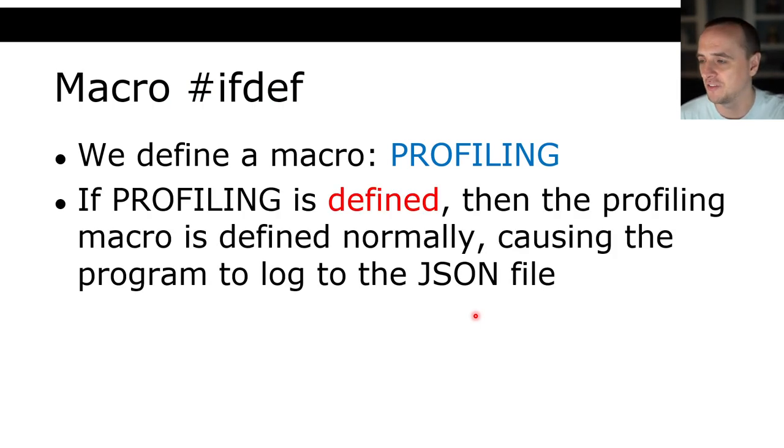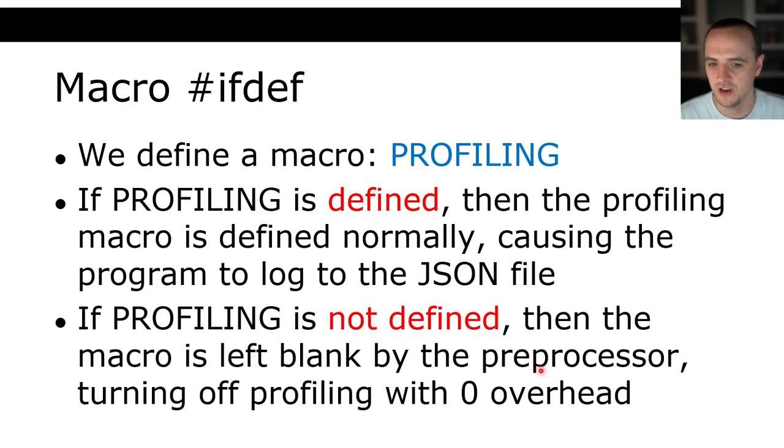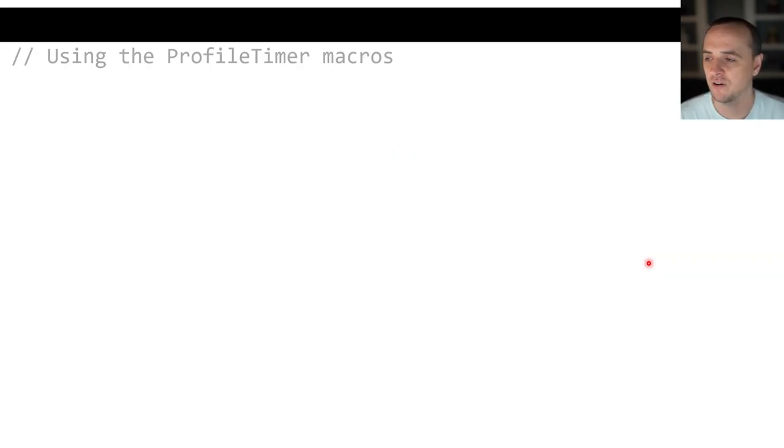I didn't realize I had all these slides. I looked at it and explained it there. So if profiling is defined, then the profile macro is defined normally, causing the program to output the log to the JSON file. If it's not defined, then the macro is left blank by the preprocessor, turning off profiling with zero overhead. So here is now how I would use the profile timer macros.